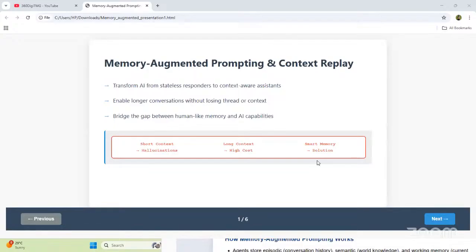Short context causes hallucinations, long context raises costs. And smart memory brings the balance of accuracy, affordability, and scalability. So now we'll go into detail on what memory augmented prompting is.